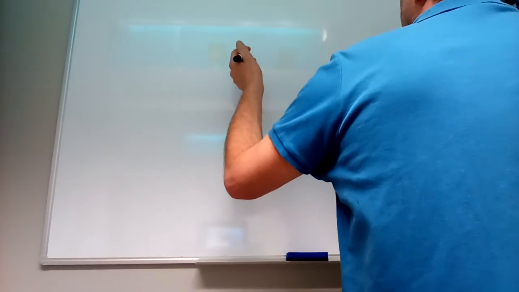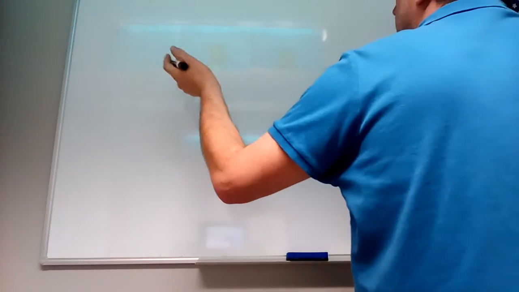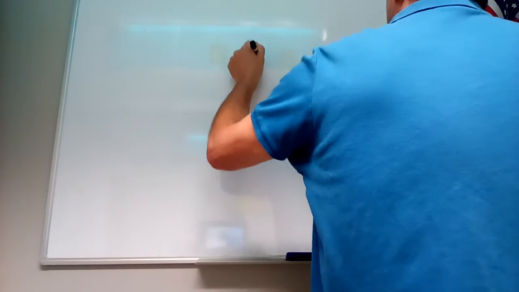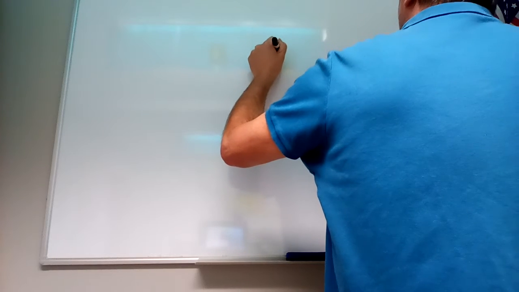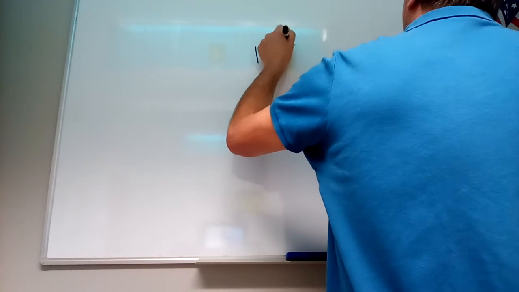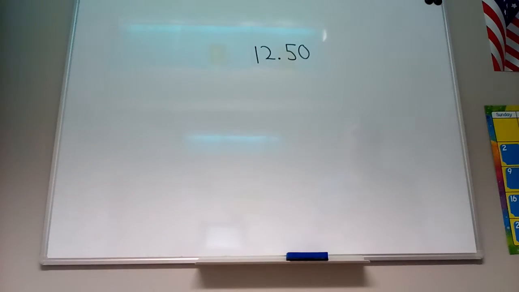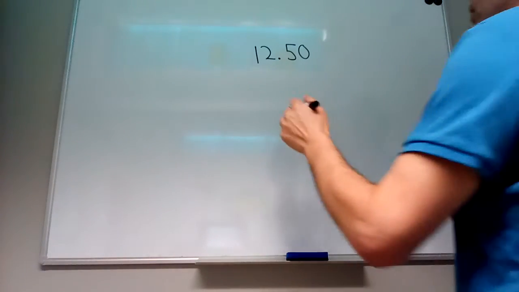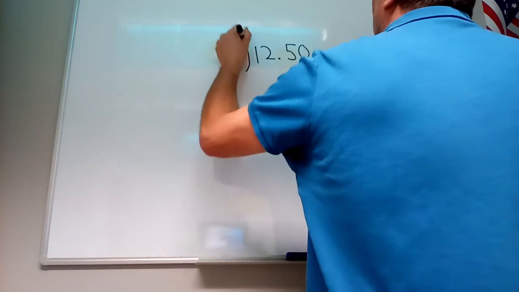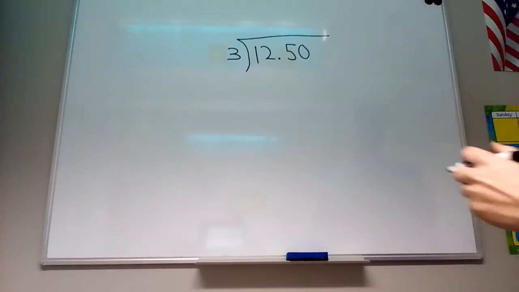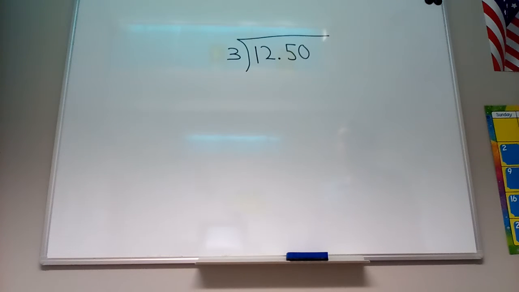So let's say you've got two friends with you and y'all want to go in together and buy a pizza. Let's say the total cost of the pizza is $12.50. That's with tax and everything. And you want to divide that between the three of you equally. So how much would each of you have to pay? Well, that would be the way to figure this problem out.